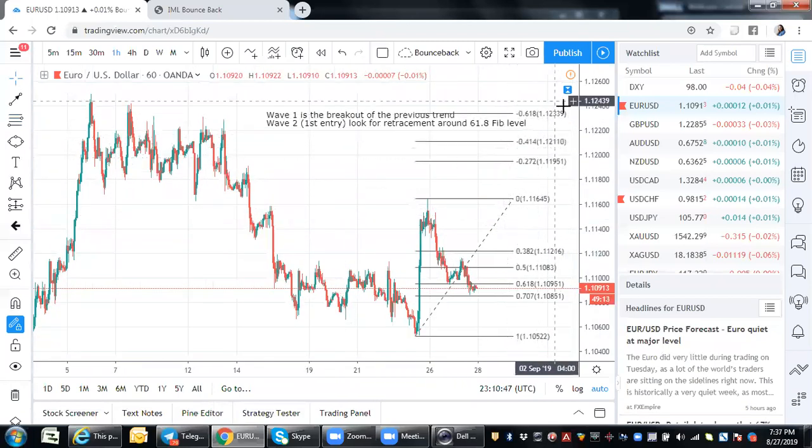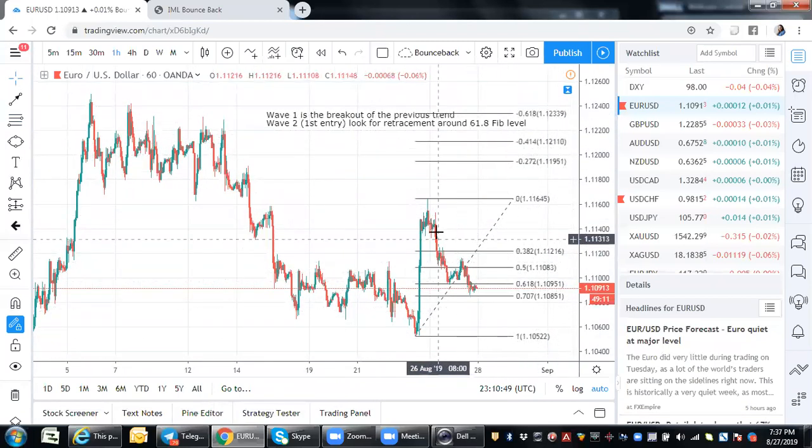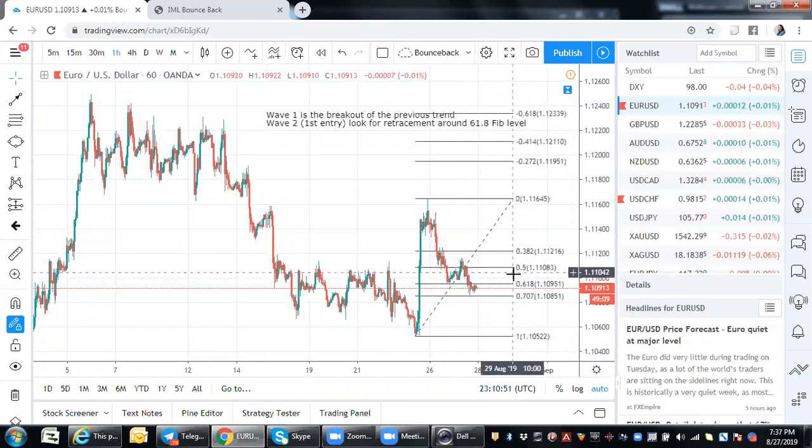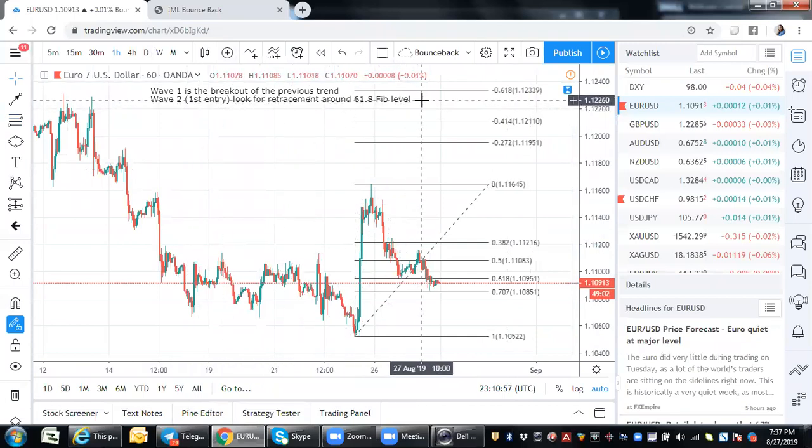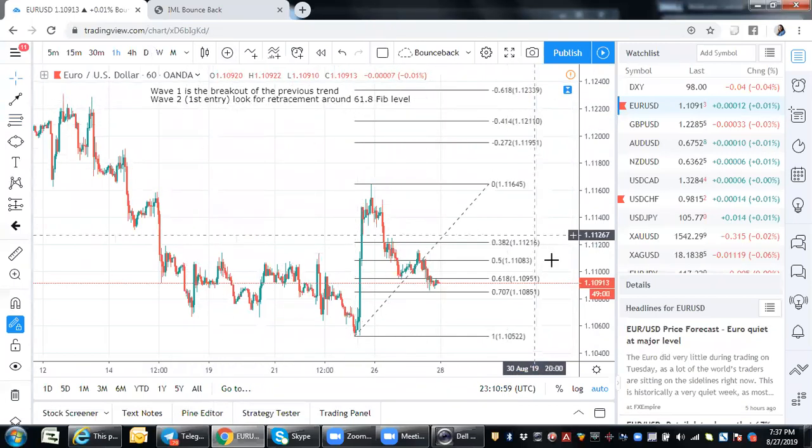Right? Now don't focus on these other levels. These are the main levels here that you will have, right? So we said wave 2, first entry, look for a retracement around the 61.8 fib level. So this is the 61.8 fib level here. So let's identify it, right?